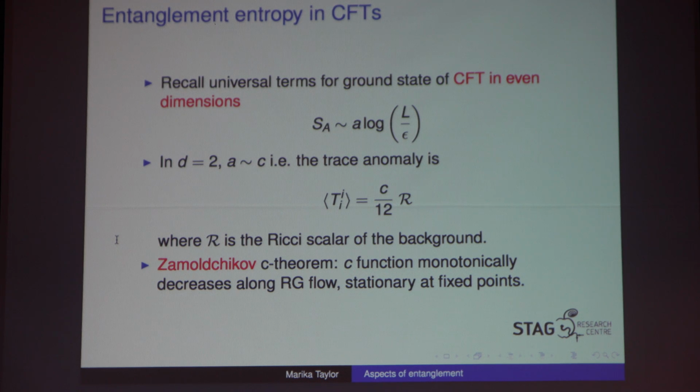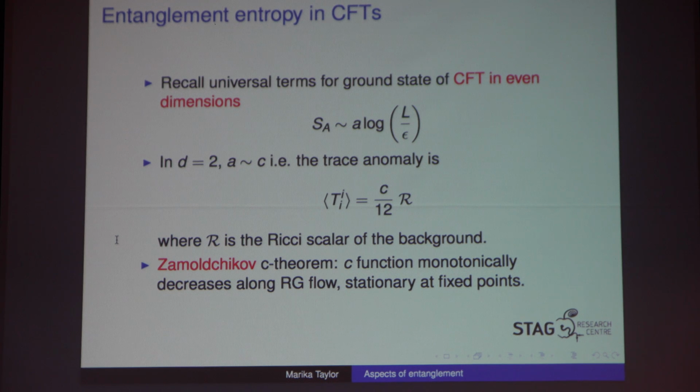And so the very famous Zamolodchikov C theorem, proved 30 years ago, says that the C quantity monotonically decreases along a renormalization group flow from the ultraviolet to the infrared. It's stationary at fixed points. It's positive. It measures the number of degrees of freedom of the theory. So it's a long-standing puzzle to generalize the Zamolodchikov C theorem to even dimensions.